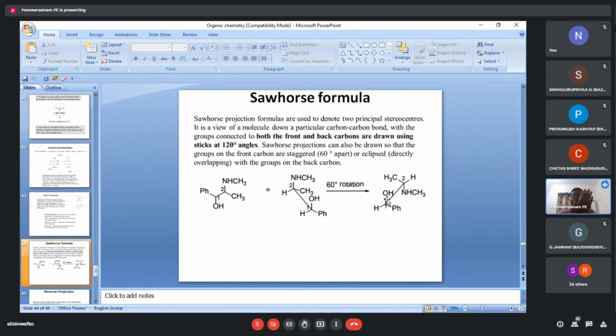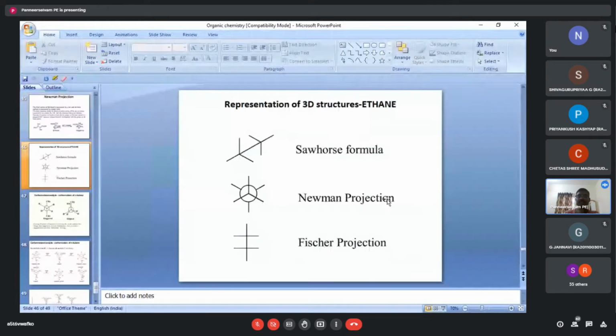Only the functional group is visible, because the front carbon hides the backside carbon. Like you see here in the Newman projection, and also in the Fischer projection vertical model, and the sawhorse projection stick model.